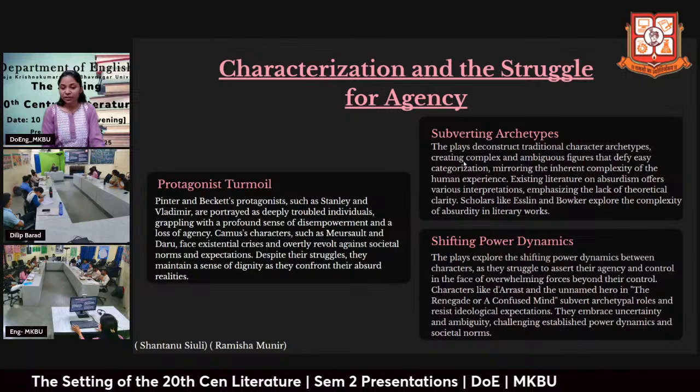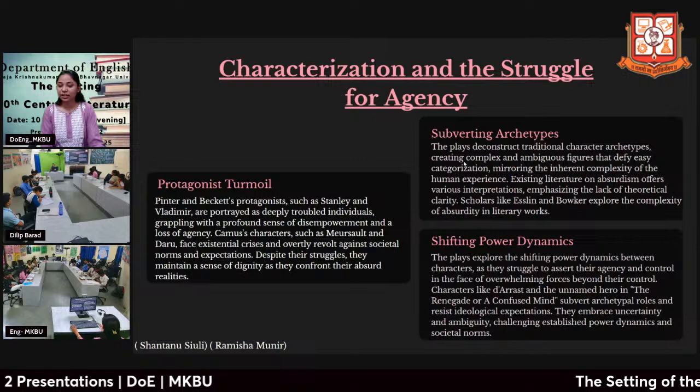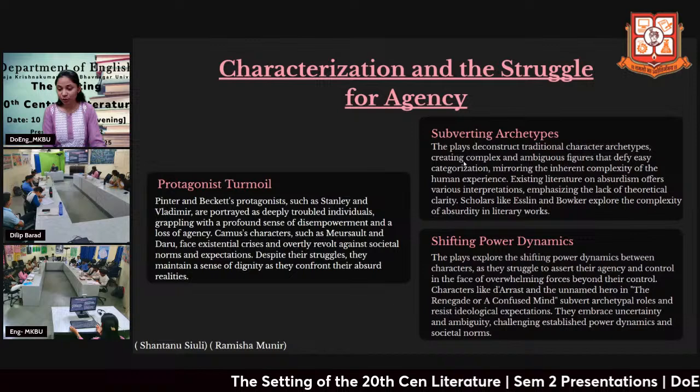Shifting power dynamics. The plays explore the shifting power dynamics between the characters as they struggle to assert their agency and control in the face of overwhelming forces beyond their control. Characters like T.